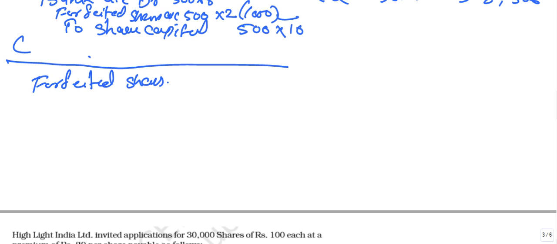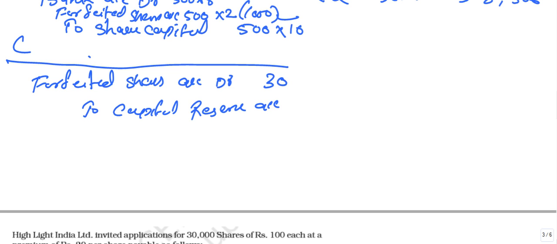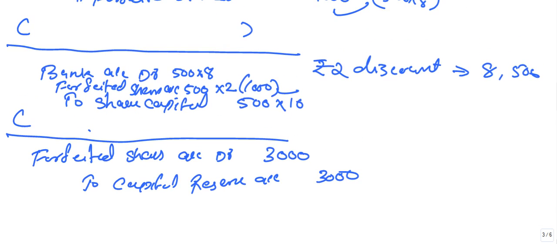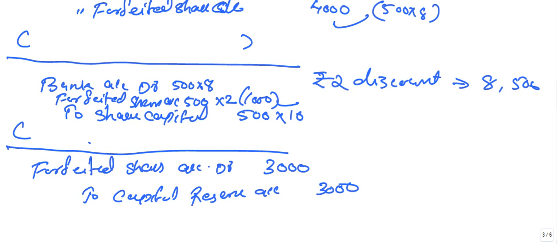Forfeited shares account debit to which account? Capital reserve account. Amount, that balance 3,000 rupees. Okay, that balance of 3,000 rupees we are transferring to the capital reserve. What's the journal entry? The forfeited shares account balance is transferred to the capital reserve account. This much only. But we missed one journal entry here.